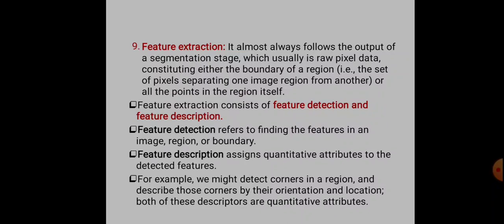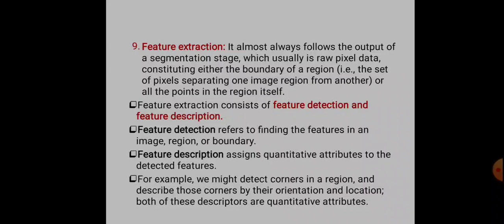For example, if you take a whole skull image, and in that skull you want to detect only the brain shape, then you can get only the boundary of the brain or the whole region of the brain. So it is used for feature extraction, which correlates all the pixel values and groups them. Feature extraction consists of two methods: one is feature detection and the other is feature description.